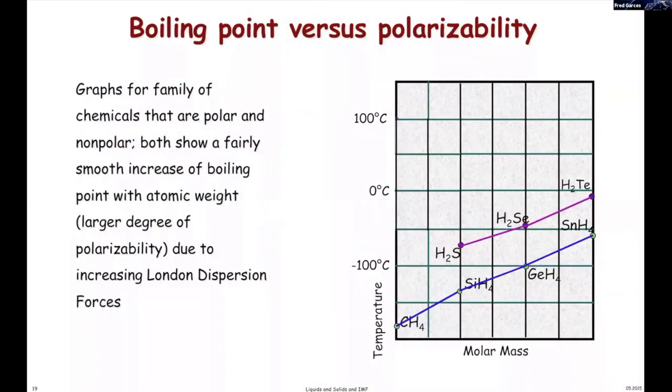Then we come up to our last force, and I've already talked about this before. This is called hydrogen bonding. Take a look at this chart, okay? H2Te has a higher boiling point than H2Se and H2S. And this increase in boiling point has to do with size. Tellurium is a bigger atom than selenium, which is a bigger atom than sulfur. So it makes sense that its boiling point is going to be higher.